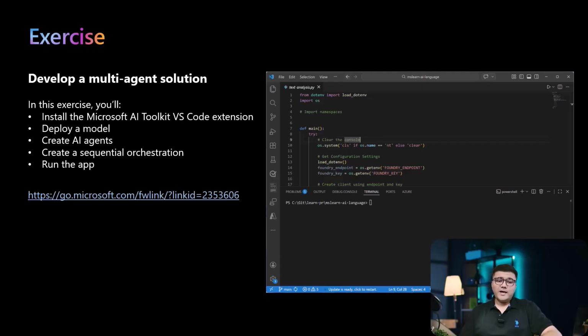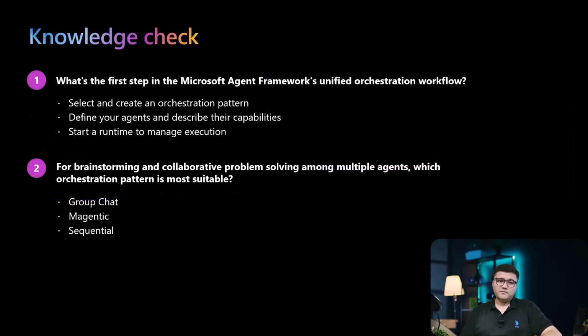But before that, let's do the knowledge check of this module. First question: what's the first step in Microsoft Agent Framework's unified orchestration workflow? The right answer is define your agents and describe their capabilities so that you can define the flow. For brainstorming and collaborative problem solving among multiple agents, which orchestration pattern is most suitable? The right answer is group chat, because multiple agents will be involved in that discussion, and based on that it's going to come to a conclusion. Straightforward and simple questions, so that is perfectly fine.